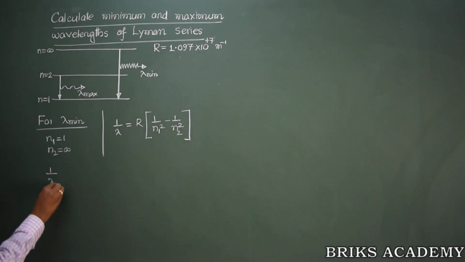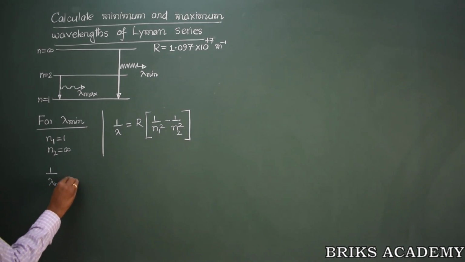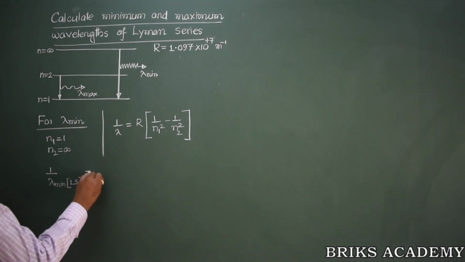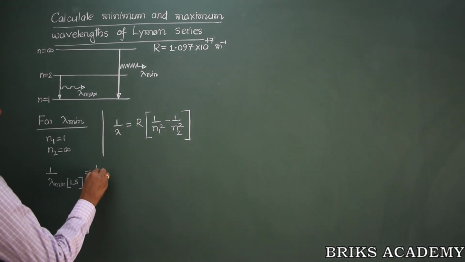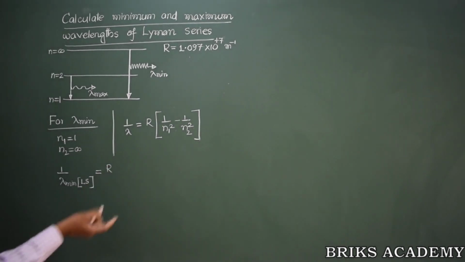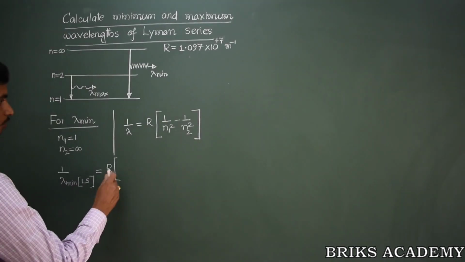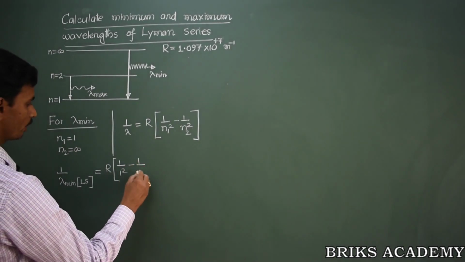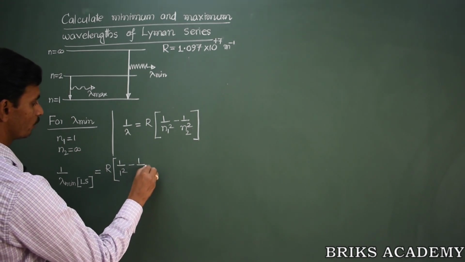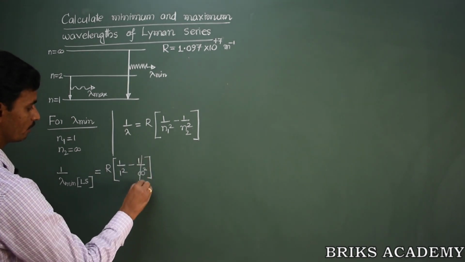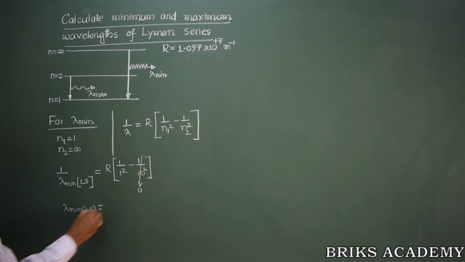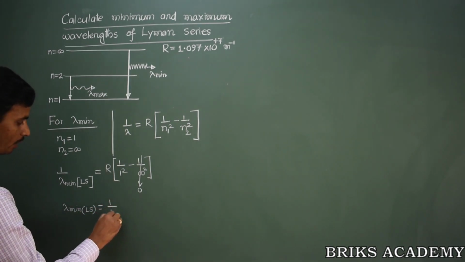1 by lambda minimum, to be more specific, let's even write the kind of series it is, lambda minimum of Lyman series is equal to the Rydberg constant. Let us retain the R value till the last step, and at the end we can substitute the Rydberg constant. R into 1 by 1 square minus 1 by n2 square. n2 square is infinity square. 1 by infinity is always 0. This term becomes 0. Therefore, taking the reciprocal, lambda minimum of Lyman series is 1 by R.